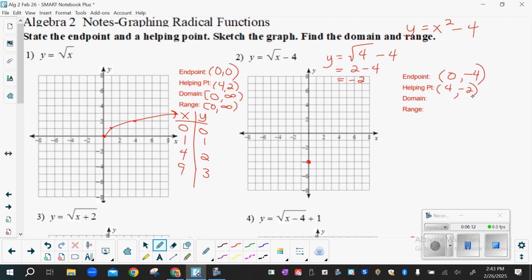Okay, so I'm going to graph those points. 4, negative 2. Is my graph a straight line or a curve, from what we did here? It's a curve. It's like half of a parabola. So I'm going to draw a curve. I'm not going to draw a straight line.